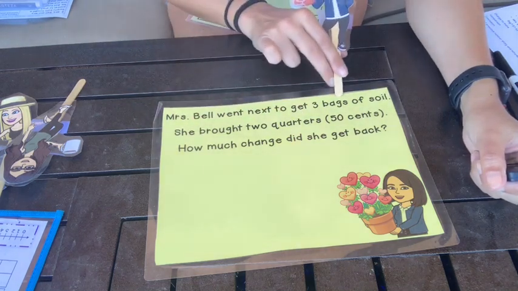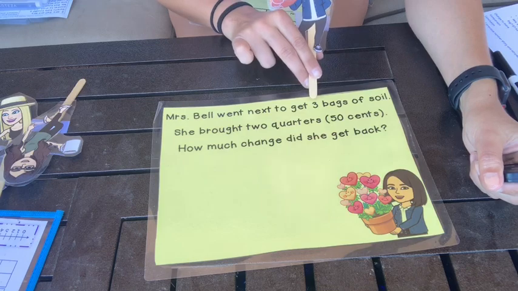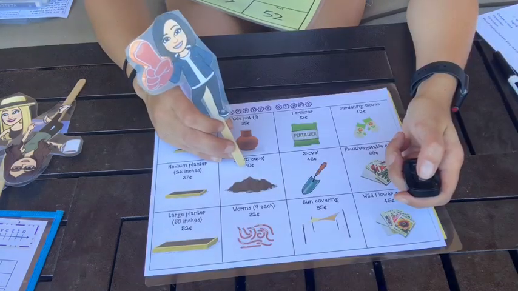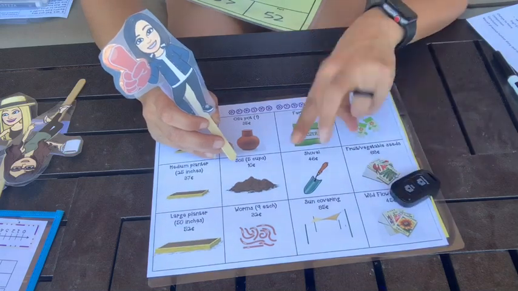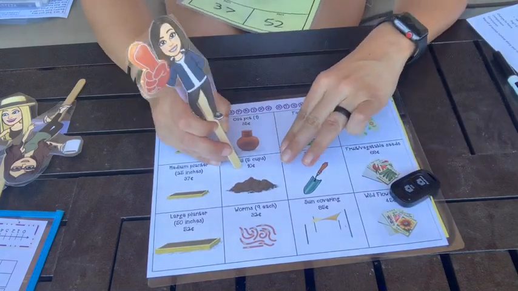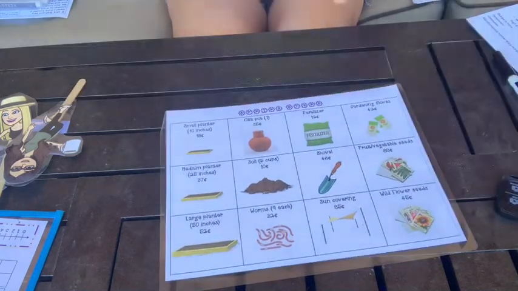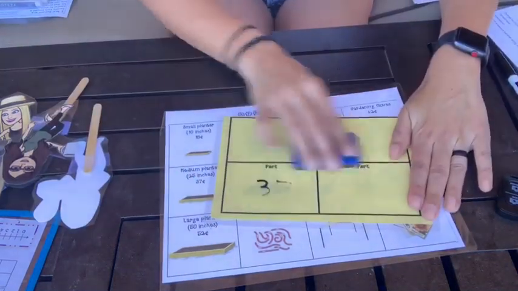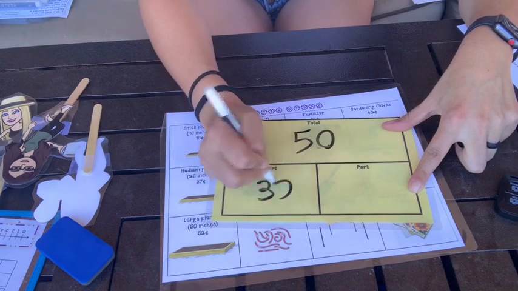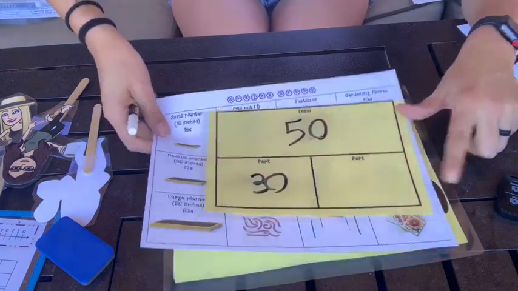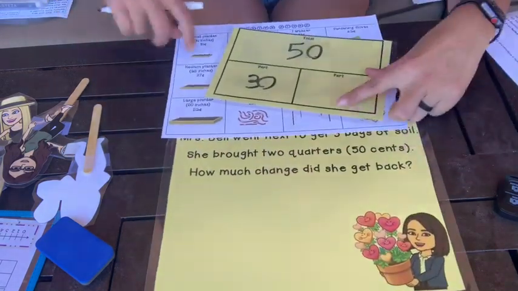Okay, so we need to figure out how much those bags of soil are because we need 3 of them. Each bag of soil is 10 cents, and 3 tens, well, I know how to count by tens, 10, 20, 30. She must need 30 cents altogether. So let's go back to our part total board. I know that she brought 50 cents, but she only spent 30. So that means I'm going to be doing a subtraction sentence here for Miss Bell.